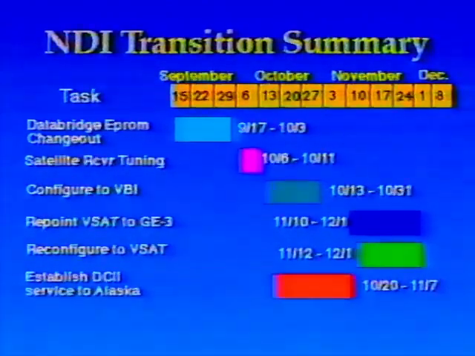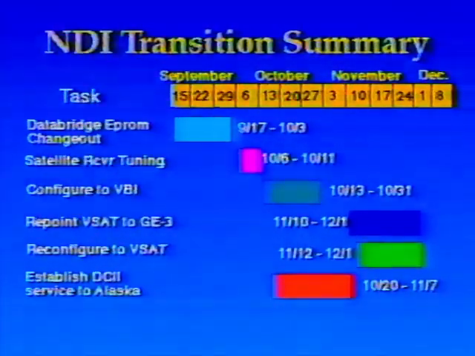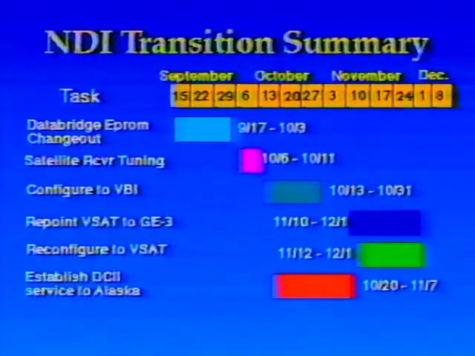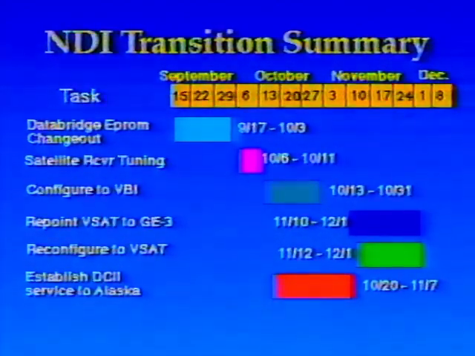The first task is the EEPROM changeout going on now. Phase 1, the satellite receiver tuning, is critical to get done during the first days of transition, so we can move right on to configuring the data bridge and the station node for the satellite VBI as primary. That will take most of the rest of October.